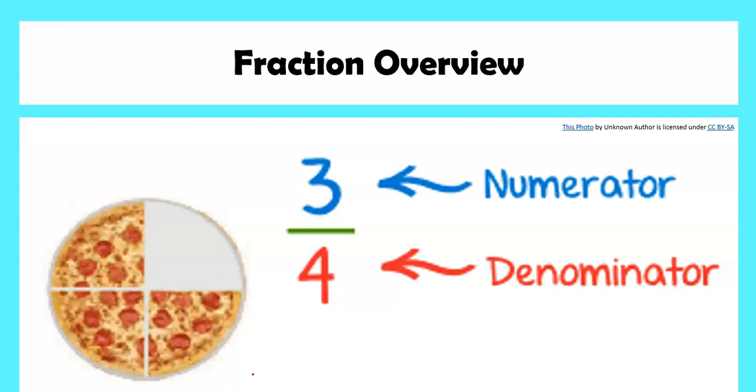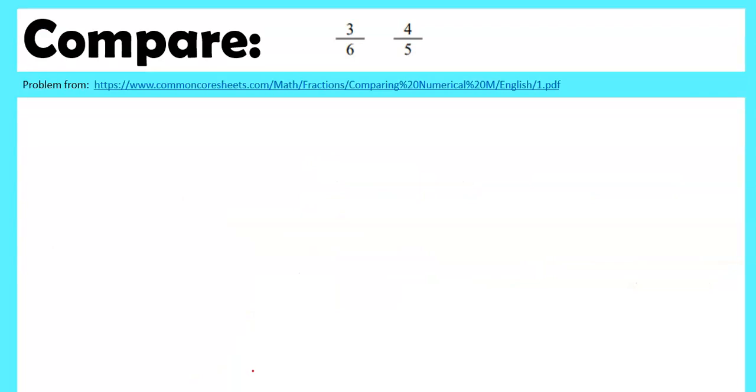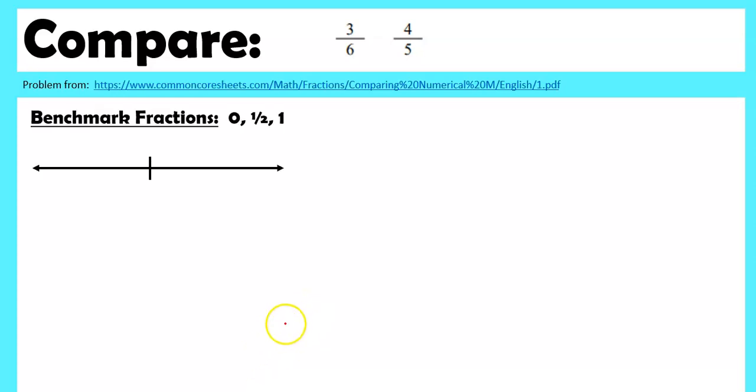When we write a fraction such as 3/4, the 3, or the top number, is considered the numerator, and the bottom number is the denominator. Okay, so let's compare the fractions 3/6 and 4/5. I want to know which fraction is larger, which fraction is smaller, or are they equal? So to do that, I'm going to look at the benchmark fractions 0, a half, and 1. And I'm going to place these numbers on a number line just so they're easier to see.